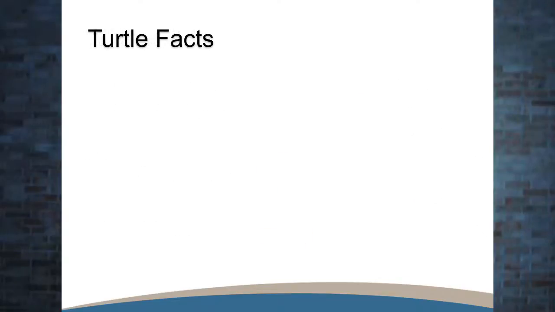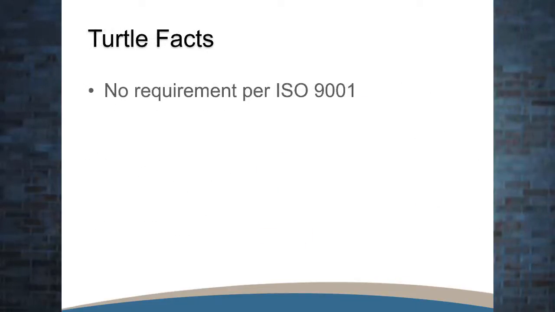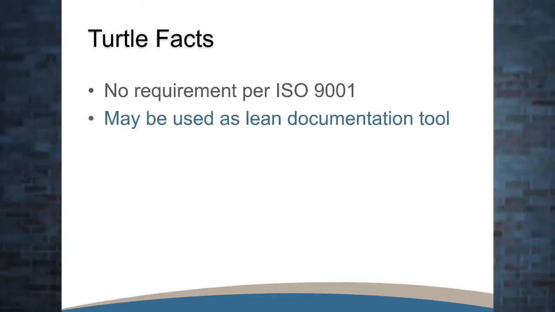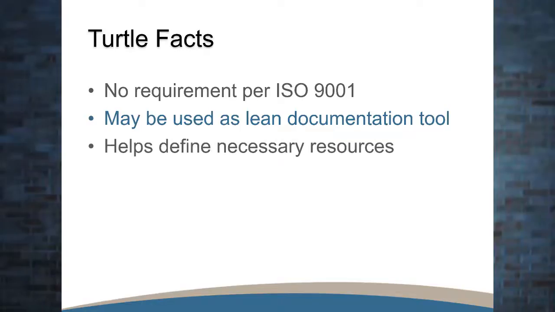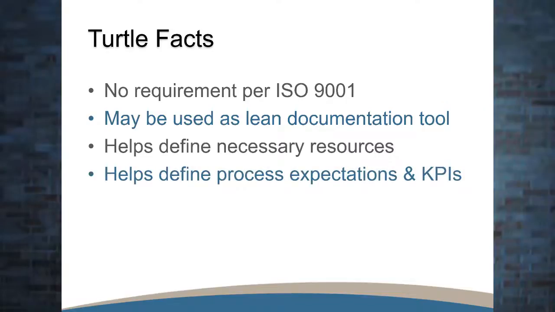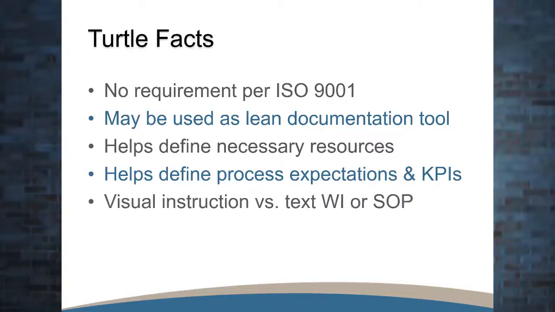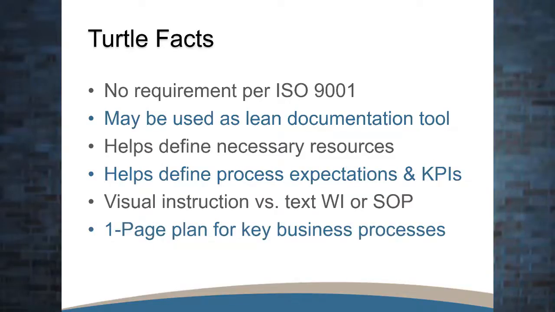So let's talk about some facts related to turtle diagrams. First of all, there's no requirement per 9001. It may be used as a lean documentation tool. It helps define necessary resources, which is one of the reasons that I strongly recommend using turtle diagrams. It helps define process expectations and key process indicators. It gives a visual instruction versus text or work instruction or SOP. And it's a one-page plan for every key business process you've identified within your management system.